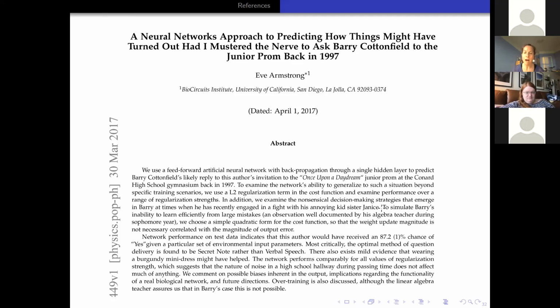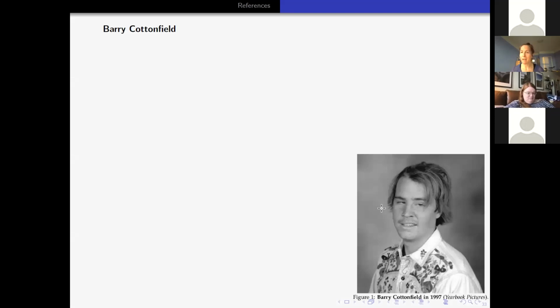There also exists mild evidence that wearing a burgundy mini dress might have helped. The network performs comparably for all values of regularization strength, which suggests that the nature of noise in a high school hallway during passing time does not affect much of anything. We comment on possible biases inherent in the output, implications regarding the functionality of a real biological network, and future directions. Overtraining is also discussed, although the linear algebra teacher assures us that in Barry's case, this is not possible. So here's Barry from my yearbook in 1997.